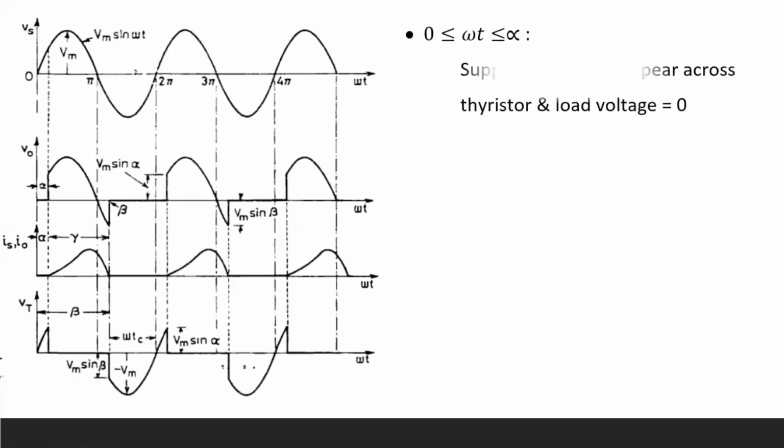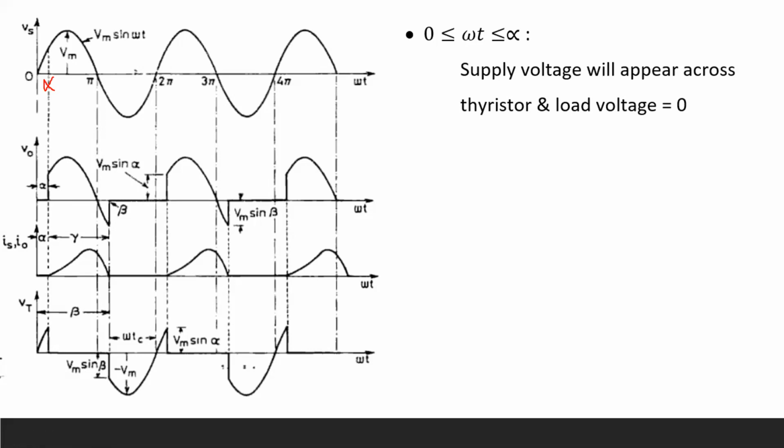Okay. Now at alpha, this is the point alpha. At alpha, we are providing a gate signal to the thyristor, and from that instant itself, it will start conducting. But before alpha, that is during the interval 0 to alpha, what will happen? The thyristor is in the off condition. So the thyristor will act as an open switch. Okay, it will not carry any kind of current. So the supply voltage will appear across the thyristor, right?